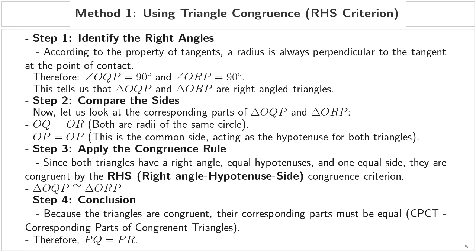Now that we have set up our construction on the previous slide, let's dive into the actual proof. I'll show you the first method, which uses the concept of triangle congruence. As we will see in the next slide, there is actually a second way to arrive at this same result using the Pythagoras Theorem. Method 2, using the Pythagoras Theorem.